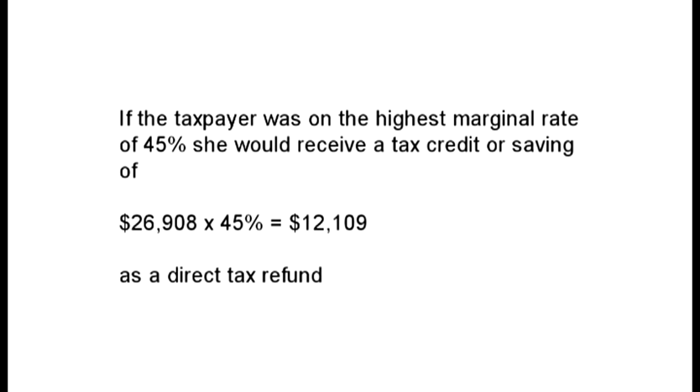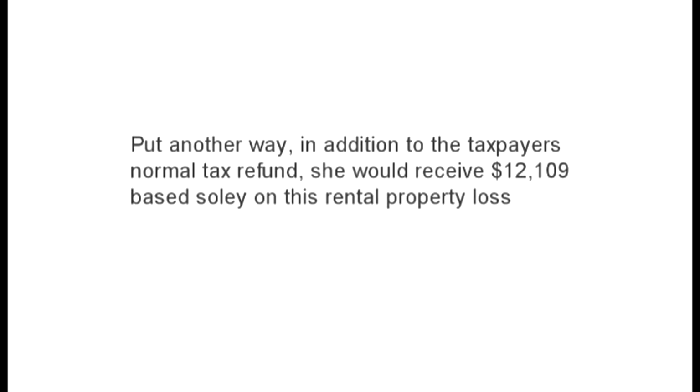However, we're going to say that the taxpayer is on the highest marginal tax rate of 45%, and as such, she will receive $26,908 multiplied by her tax rate of 45%. She will get back as a tax credit or refund an amount of $12,109. Put another way, in addition to the taxpayer's normal tax refund, she would receive $12,109 based solely on this rental property loss.